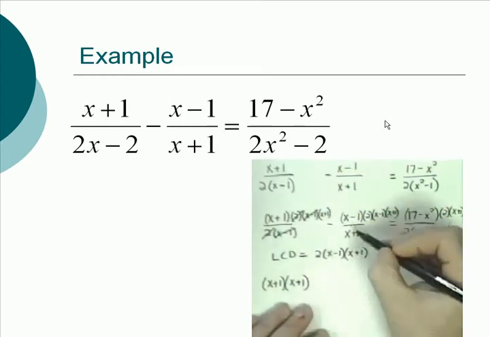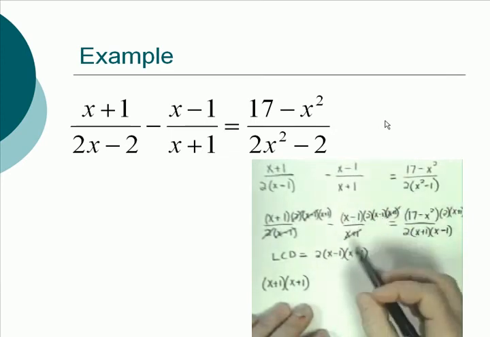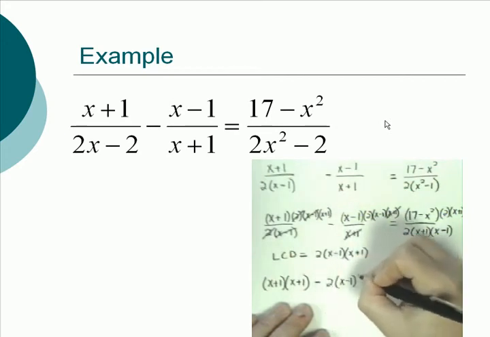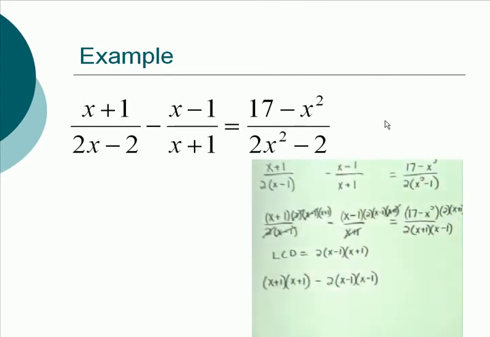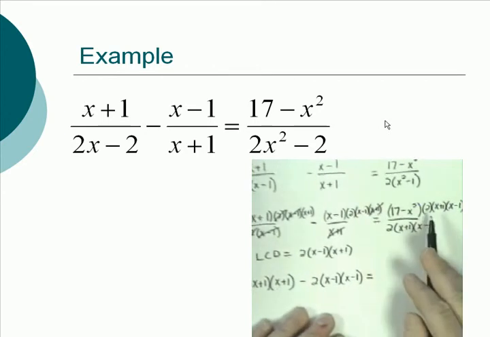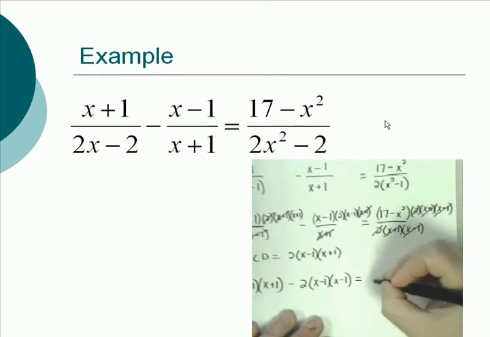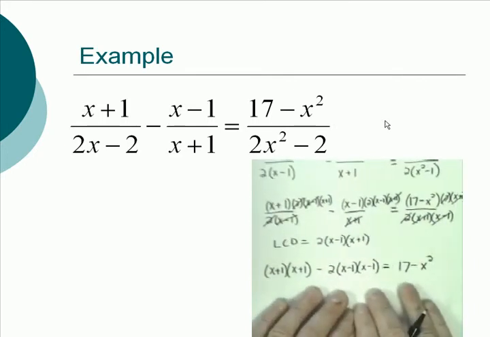The second term, the x plus 1 will cancel, and we're left with 2 times x minus 1 times x minus 1. Now we could write that as x minus 1 squared, but since we'll need to multiply it out anyway, we'll just leave it factored here. And for the last term, the 2's cancel, the x plus 1's cancel, and the x minus 1's cancel. And so we're left with simply 17 minus x squared. So this is our new equation. There's no fractions left.